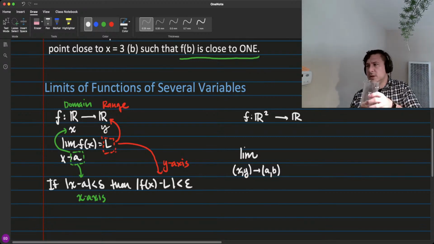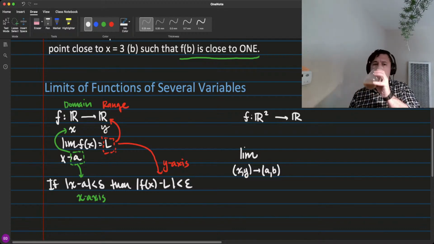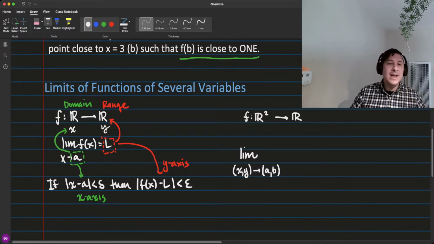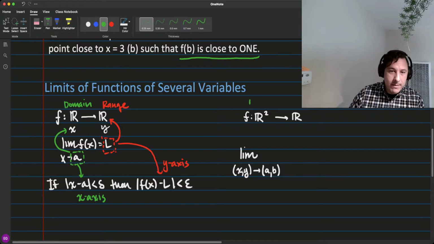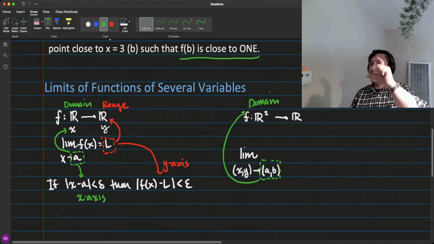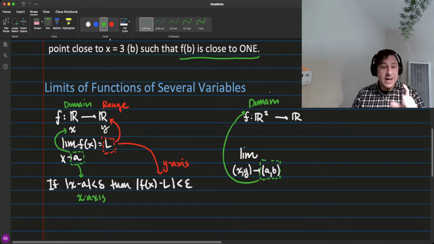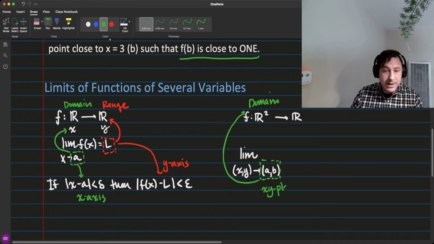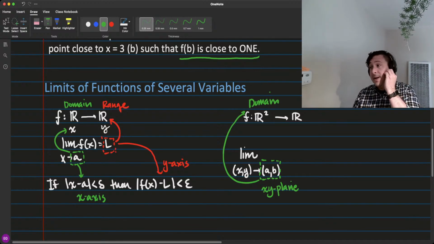Just see if people are following me. Yes, thank you. The function's domain is R2, so what your limit is having you go to has to be something from there, right? Which means it has to be from the domain, and the domain is a point. The domain is no longer the x-axis. The domain is the xy plane.